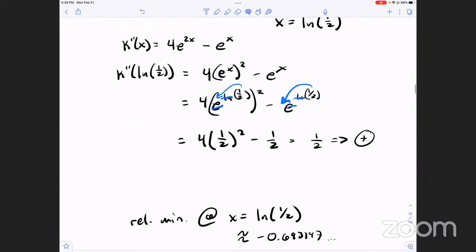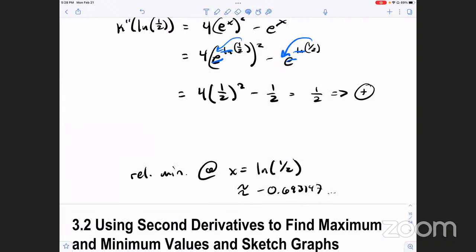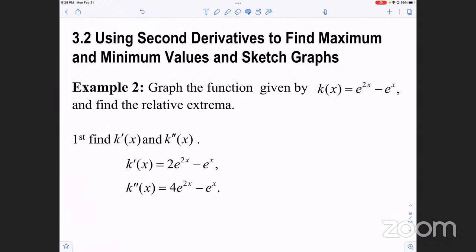So again, that was a relative minimum there. And then to plot, we were just going to choose a few additional points. Plot the points with this relative extremum, right? So let's look at the prepared notes.